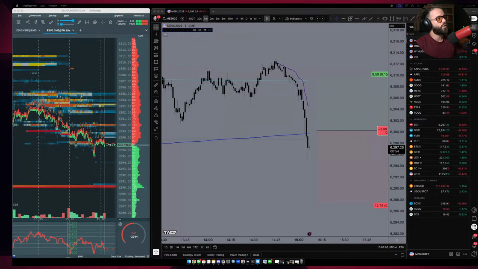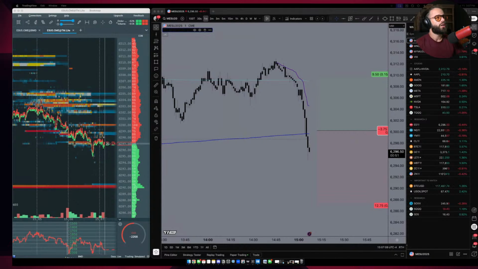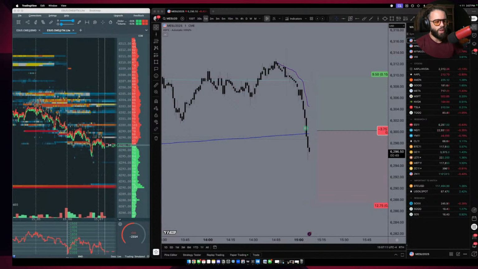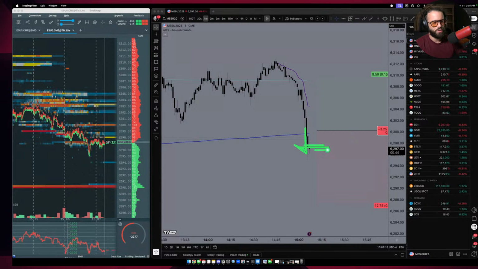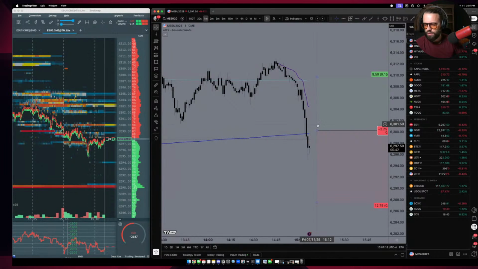New tariff threats could delay rate cuts, he said. Okay. Now that we're under VWAP, it's getting tougher and tougher to consider a long. You start to not think about it as much here. You start to wait for it to turn back above.